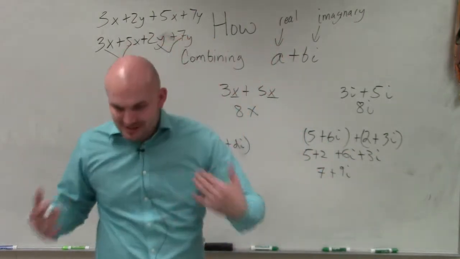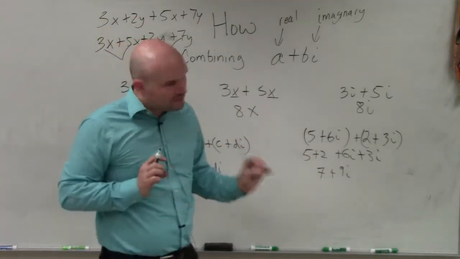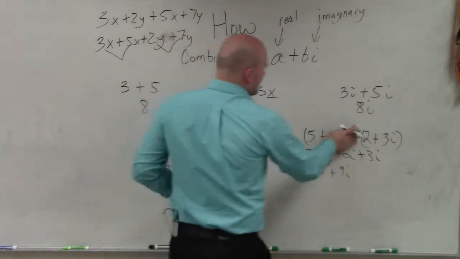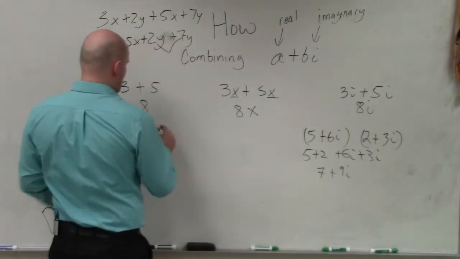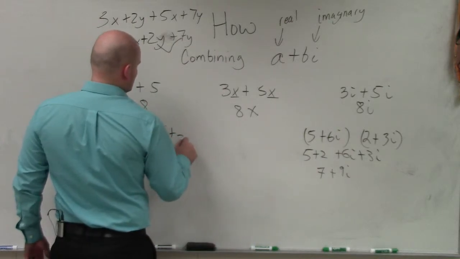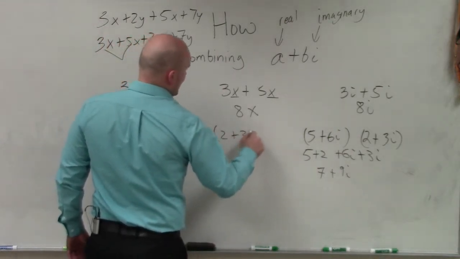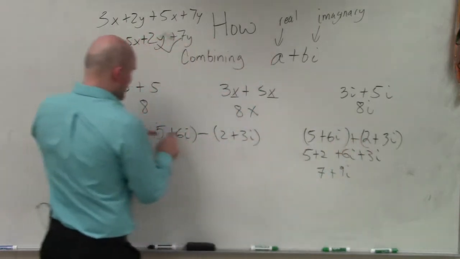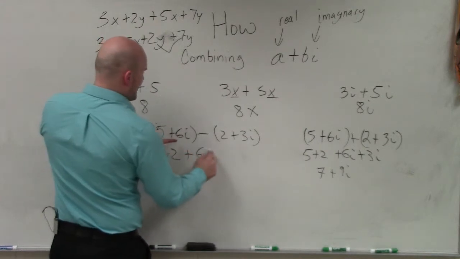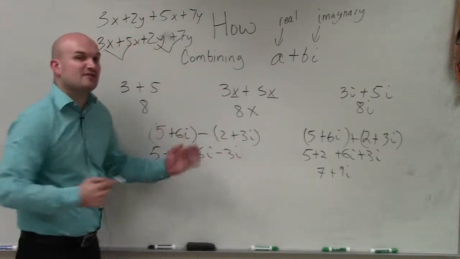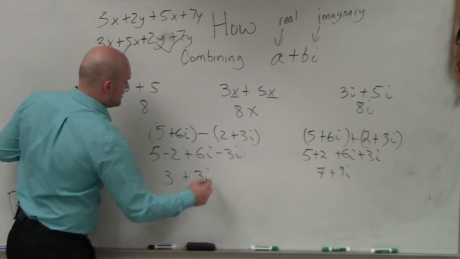Now, again, this is going to work exactly the same when doing subtraction. Just make sure you're careful with subtraction that you're carrying over the negative. For instance, if I now rewrite this as subtraction, so 5 plus 6i minus 2 plus 3i. Remember, now I'm doing 5 minus 2 plus 6i minus 3i. So just make sure you're very careful with the negative sign, because in this one you'd have 3 plus 3i.